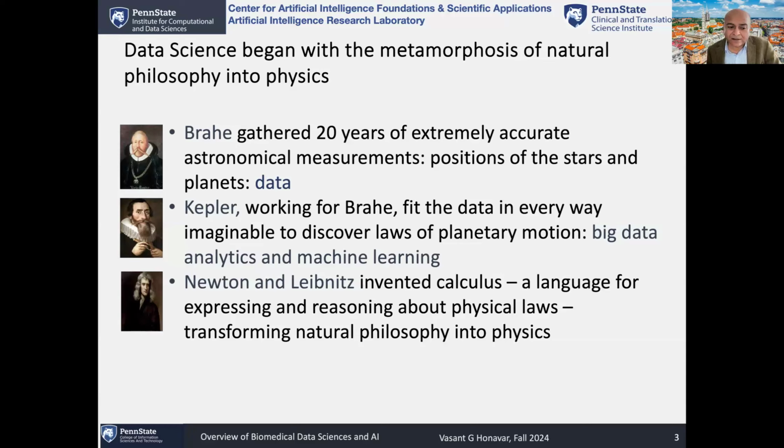And then it wasn't until Newton and Leibniz invented calculus that we actually had a language for talking about physical phenomena. And that led to the transformation of what used to be called natural philosophy into physics. So what used to be philosophy became science. Okay, this transformation is playing out in other fields now.